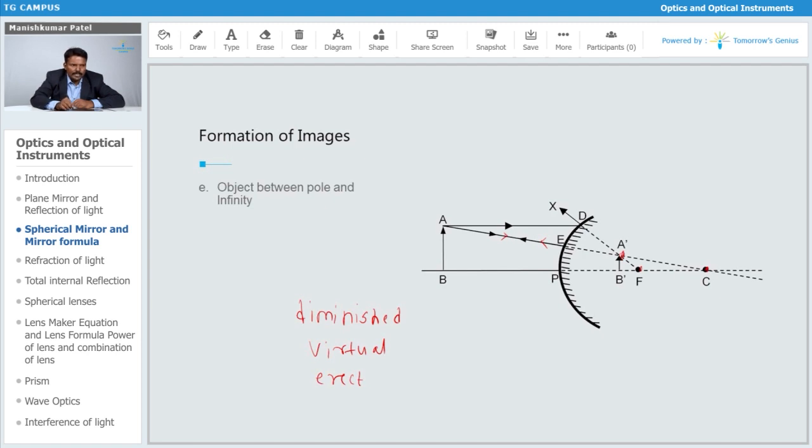One more thing that you can do: as you go on moving this object on the left side towards infinity, you will find that the image shifts on the right side and finally it will come to the focus. So that is again according to our rule. If the rays are coming from infinity, they are supposed to converge at this focus here, but here they do not converge, actually they get diverged for this convex mirror. So this is what we can say about the object between pole and infinity. And if the object is at infinity, the image is going to form at the focus.